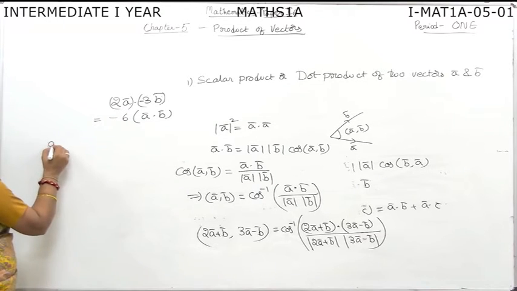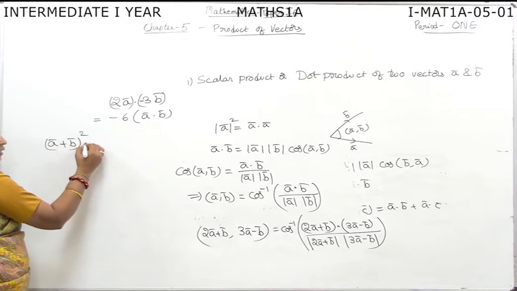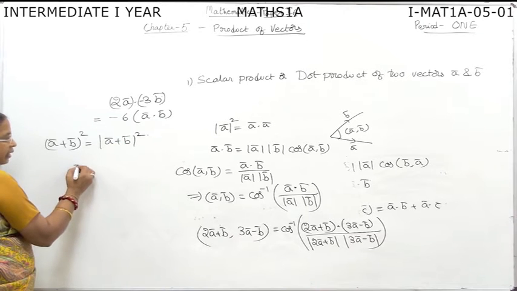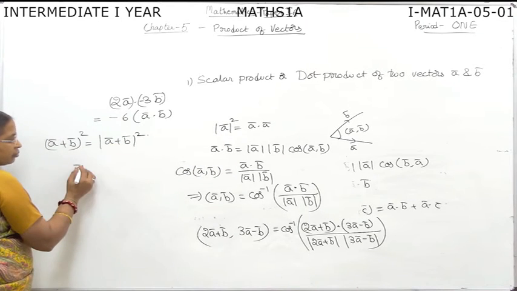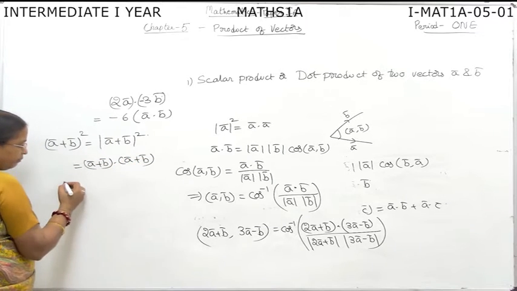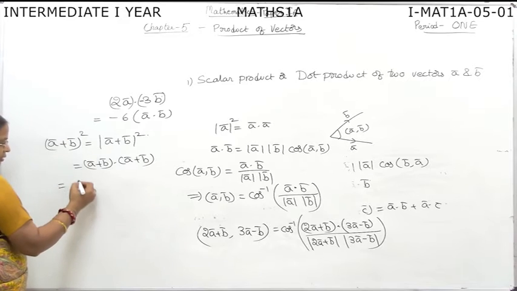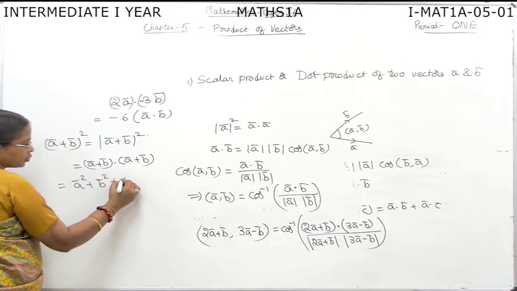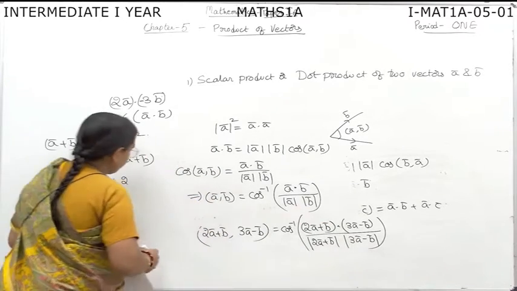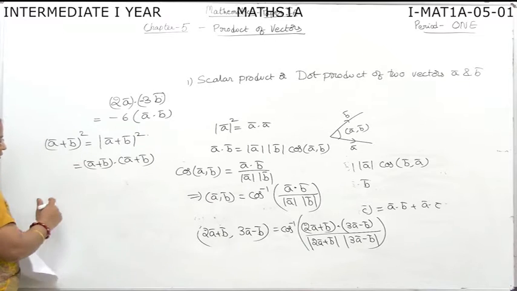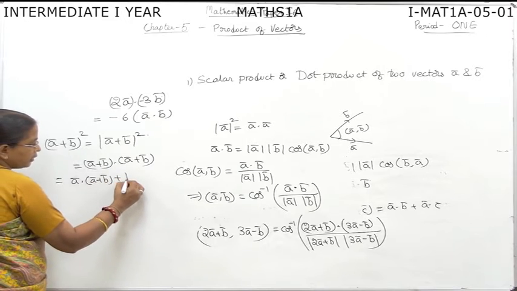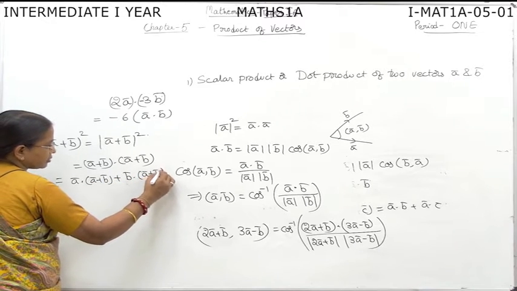Next we have these identities. A plus B whole square is the same as mod A plus B whole square. When you are squaring, you can write in this form, and as you know, mod A square is this. So mod A plus B whole square is A plus B dot A plus B, which is equal to, expand this, A square plus B square plus 2A dot B. Or else you can use the distributive property. When you use the distributive property, it is A dot of A plus B plus B dot of A plus B. So you can also expand like this.